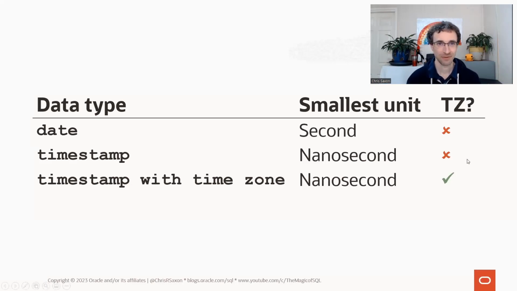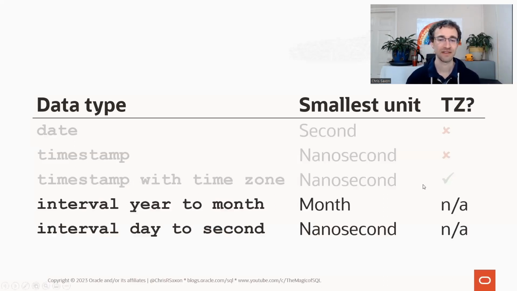The other thing, as I say, we'll talk about time zones in a lot more detail later on, but dates and plain timestamps have no time zone information. Timestamp with time zone, hopefully as the name implies, does in fact store time zone information. So these are all the kind of point in time values.